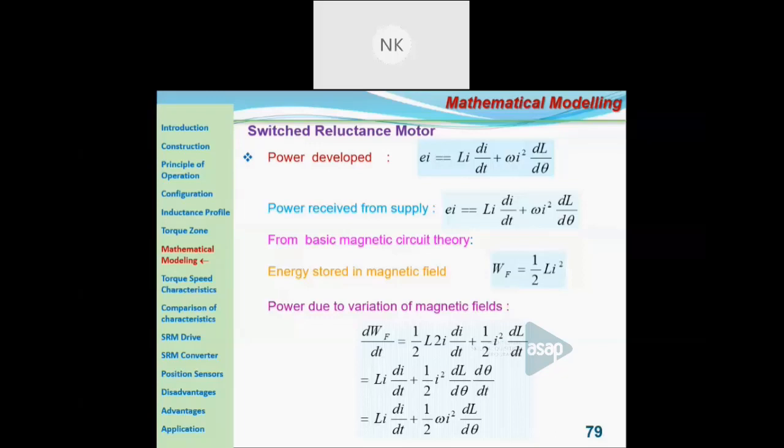In switch reluctance motor also, it has a double saliency effect, but it is singly excited. Remember, it is always a singly excited type, and it has a double saliency effect. That is the main thing with the synchronous reluctance motor and the synchronous motor.